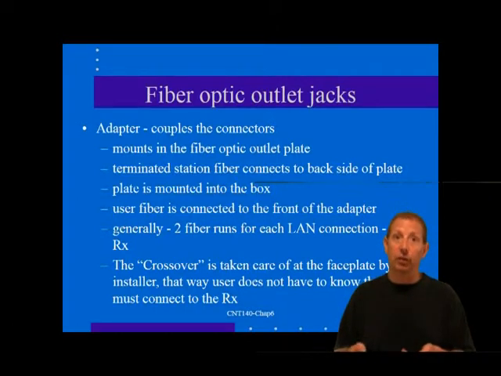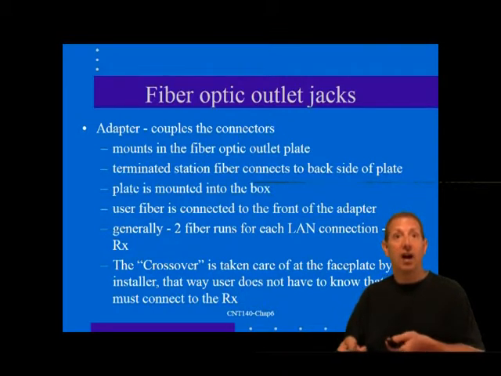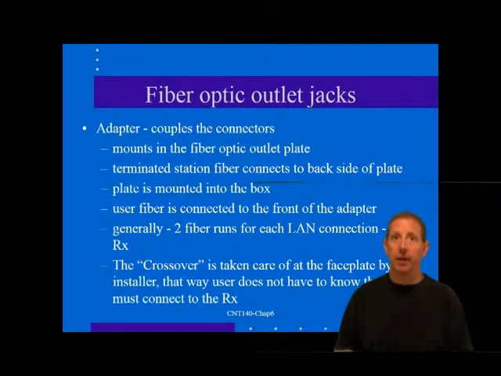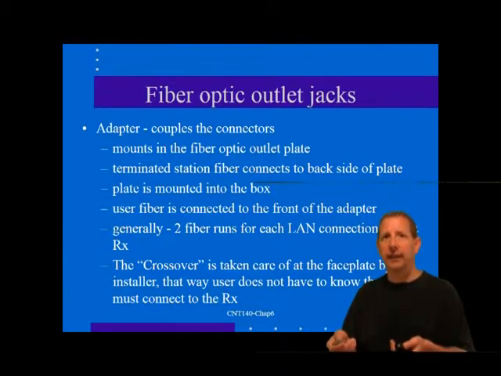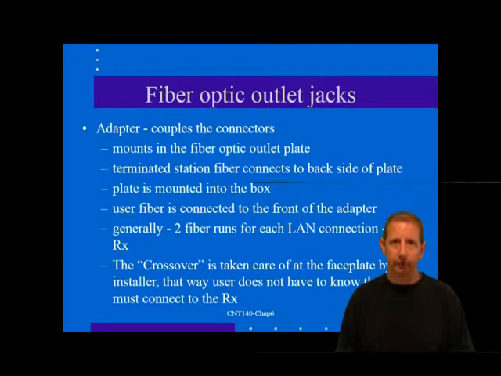The fiber optic user cord is connected to the section of the adapter that is on the front side of the outlet plate. Because of the nature of the fiber optic transmission, two fibers and connectors are generally required for each LAN connection, one for transmit and one for receive. Keying these two connections or differentiating them by color is used to orient the transmit and receive fibers.